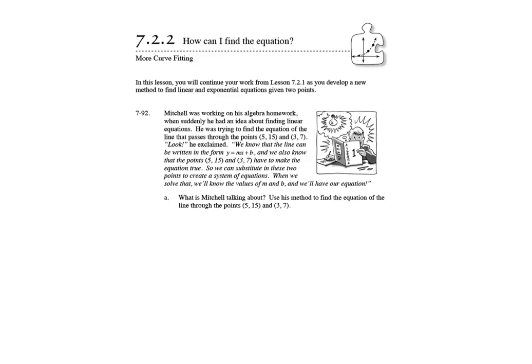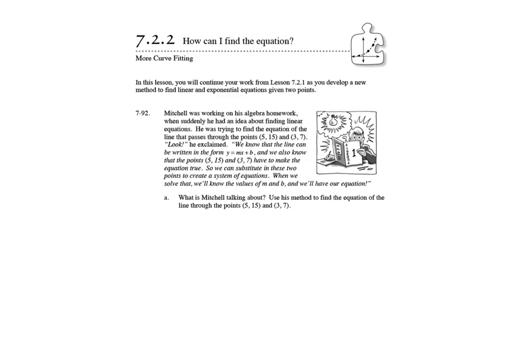But what I'm going to show you today is that you can actually find the equation of a line by creating a system of equations and using either elimination, substitution, or equal values. And I will tell you this method, when you create a system of equations, the most efficient way to do this is by using elimination. So let's look at problem number 92.